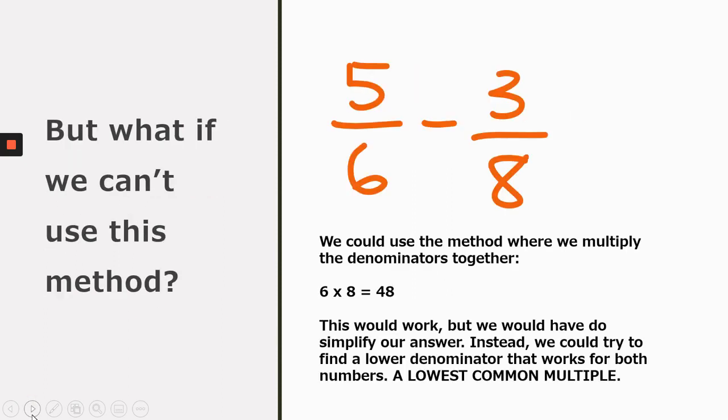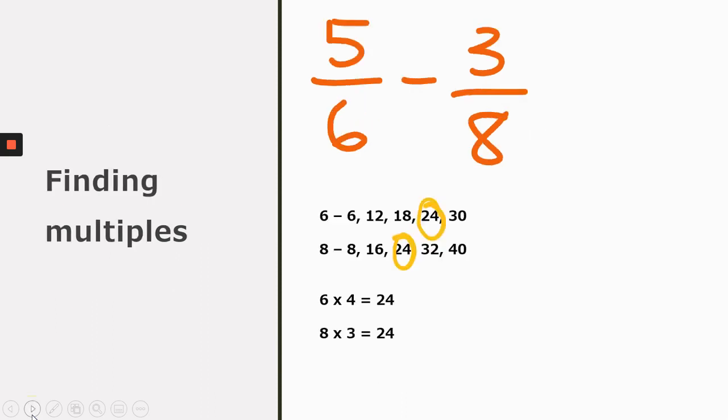All right, what if we can't use that method though? What if one of the denominators isn't a factor of the other denominator? For example, this one here, 5/6 take away or subtract 3/8. Now, we could use that method where we multiply the denominators together. I could do 6 by 8, which gives me 48, and then we'd have big fractions that we'd be working with and we could simplify our answer. But instead, we could find a lower denominator that will work for both numbers. And to do that, we find what's called the lowest common multiple.